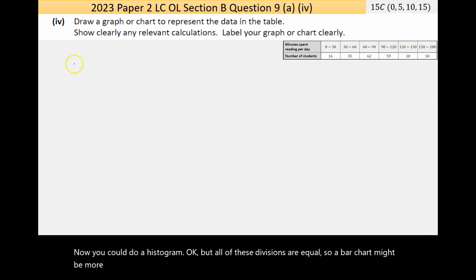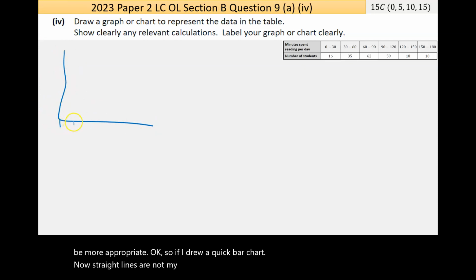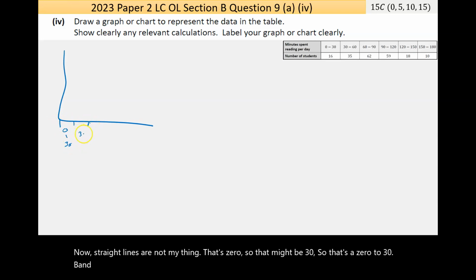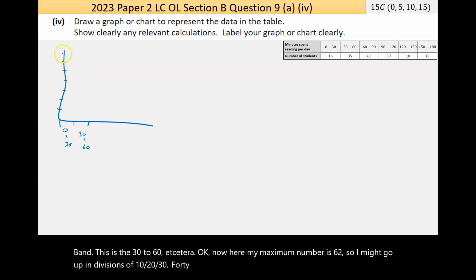Okay, so if I drew a quick bar chart, now straight lines are not my thing. That's 0, so that might be 30. So that's the 0 to 30 band. This is the 30 to 60, etc. Okay, now here my maximum number is 62. So I might go up in divisions of 10, 20, 30, 40, 50, 60, 70.